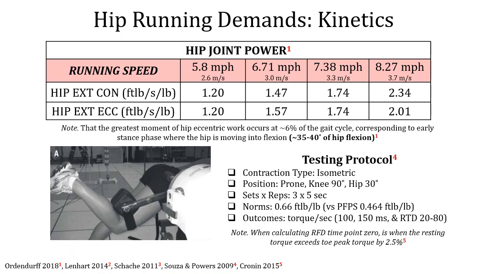So the hip power. When we are running, depending on the running speed, we are going to produce rate of torque development at the hip anywhere between 1.2 and up to 2.3 foot-pounds per second per pound of body weight. You can see that the greatest amount of hip extension work occurs at 6% of the gait cycle, with 0% being at initial contact, corresponding to the early stance phase where the hip is moving into hip flexion. So if you wanted to be joint specific, you would test them where the hip is anywhere between 35 to 40 degrees of hip flexion. Keep in mind that even in an isometric setup, the joint angle can change up to 15 degrees.